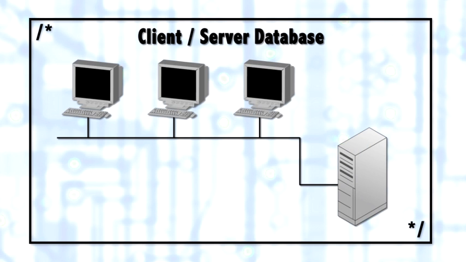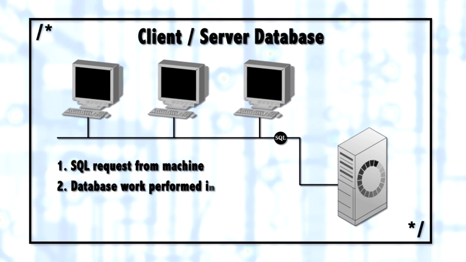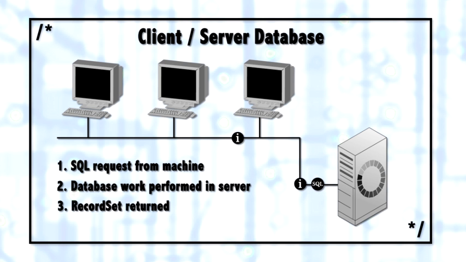So what happens is the client process, whether that's a front-end client or Access or .NET or a web service, internal to SQL Server will make a request to the database. The database then processes all of the requests inside of the database engine and returns only the record set. That's what makes SQL Server a client-server database.